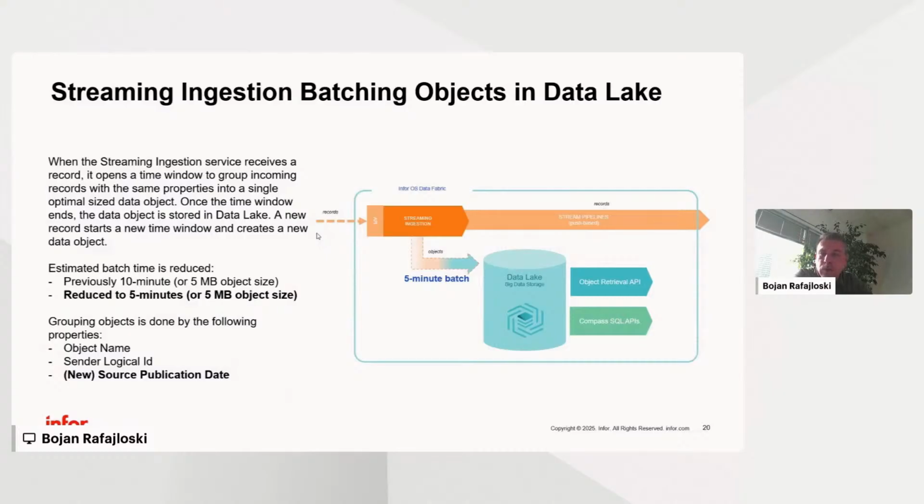From the April release, we reduced that to 5 minutes, or alternatively a 5 megabyte object size if that size is reached first. So you can expect with streaming ingestion and the data lake to see every 5 minutes a file being formed with all the changes that have been streamed from the source application.